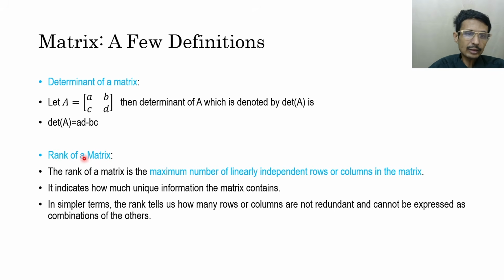Now, the rank of a matrix. The rank of a matrix is the maximum number of linearly independent rows and columns in a matrix. It indicates how much unique information the matrix contains. In simpler terms, the rank tells us how many rows and columns are not redundant and cannot be expressed as a combination of others. That is very important.